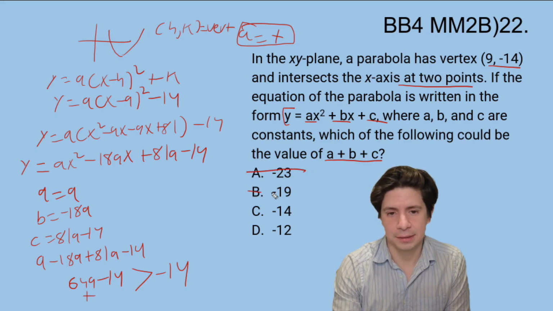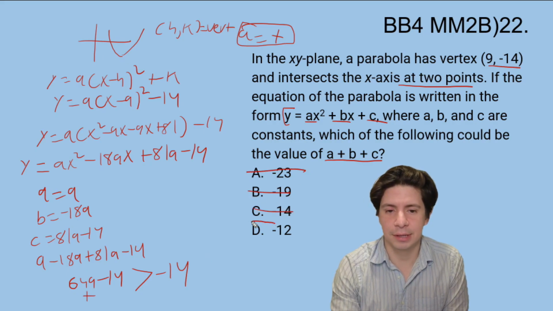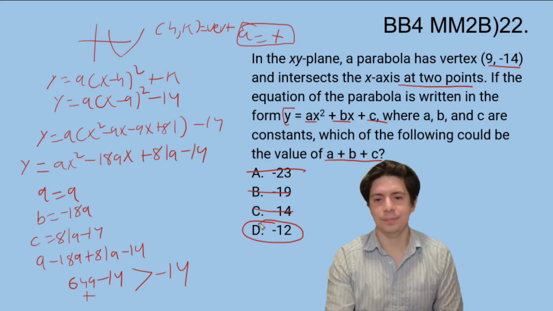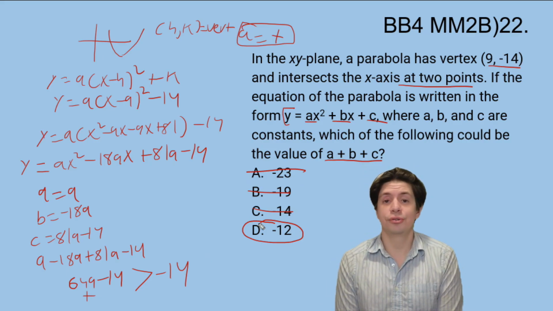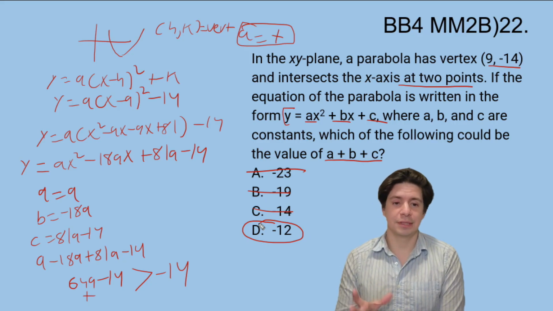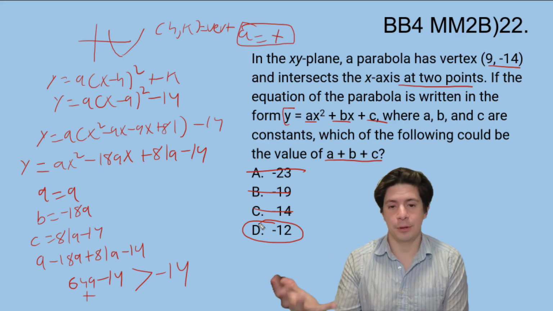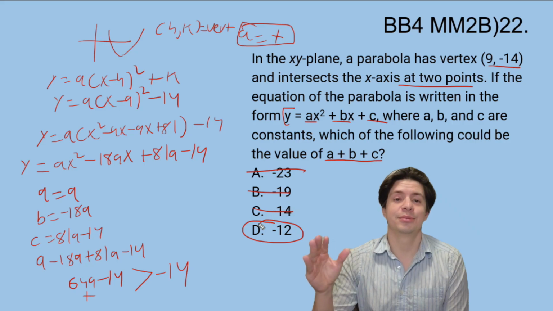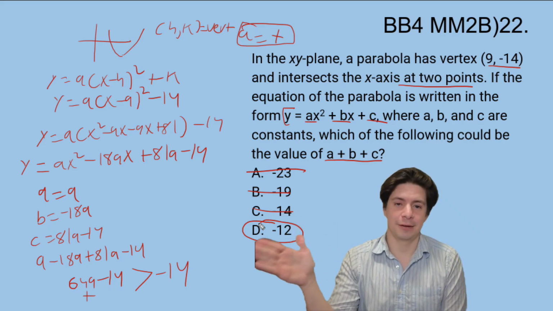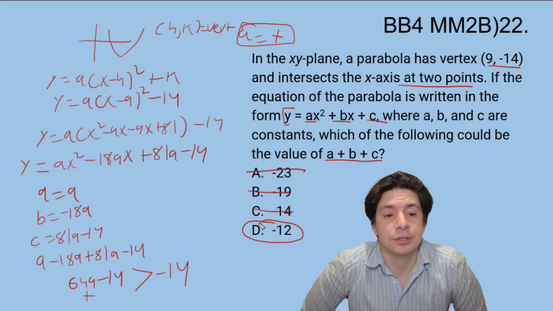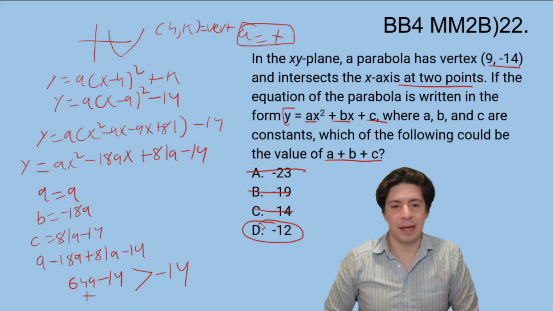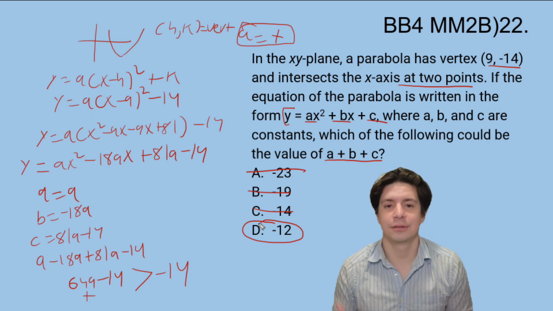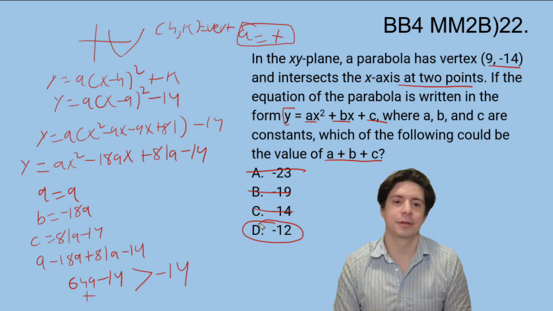Looking at our answer choices, it's not A, not B, not C. The only one that's bigger than negative 14 is D, negative 12. And that's our answer here. This question you could not answer without answer choices because there's an infinite number of possibilities. It just happens to be an infinite number of possibilities above negative 14. So again, this is one of those questions where you just have to trust yourself, trust your math, and try things out. Experiment. It's like a little science experiment, working things out.